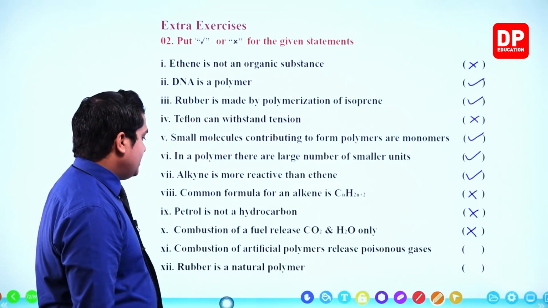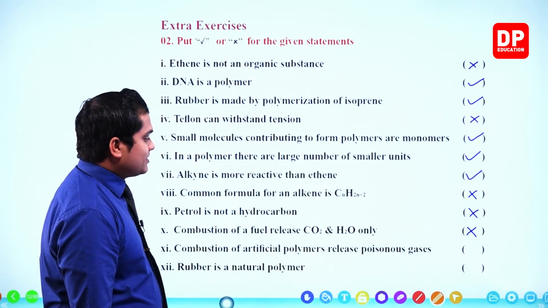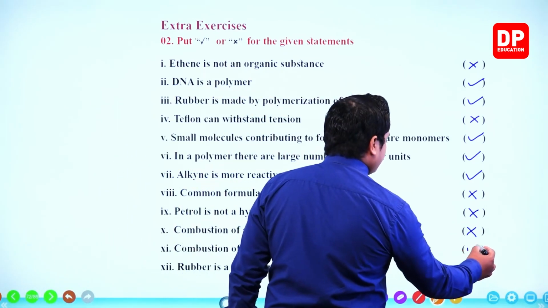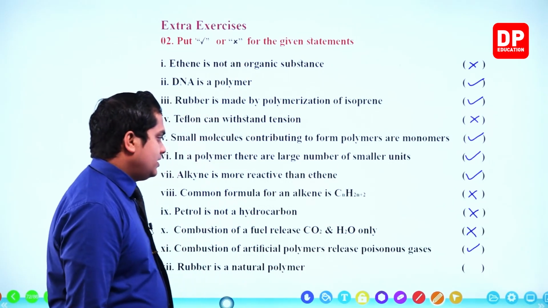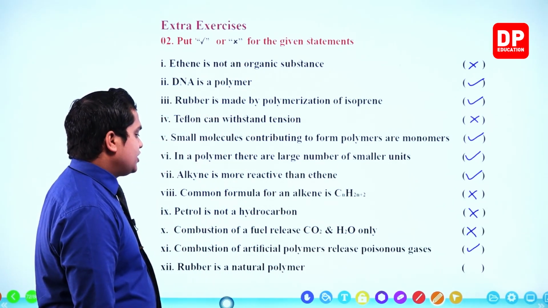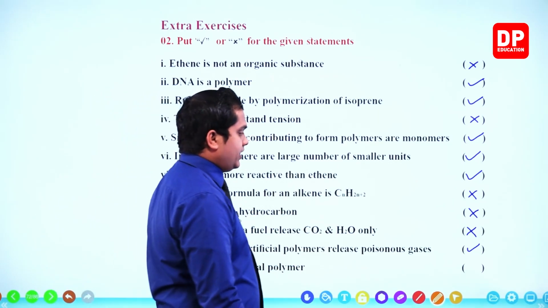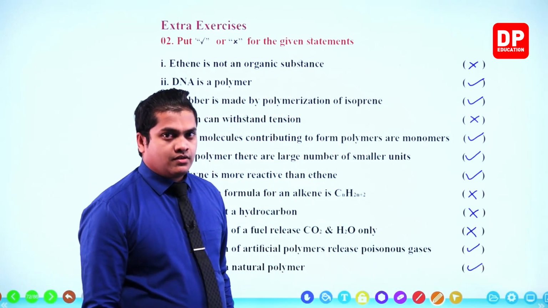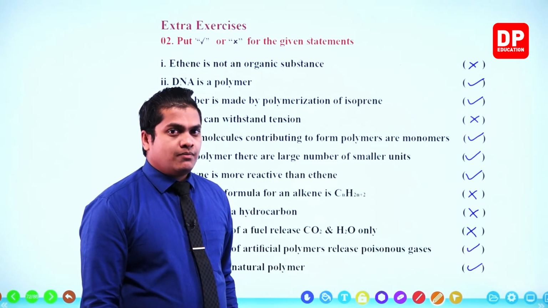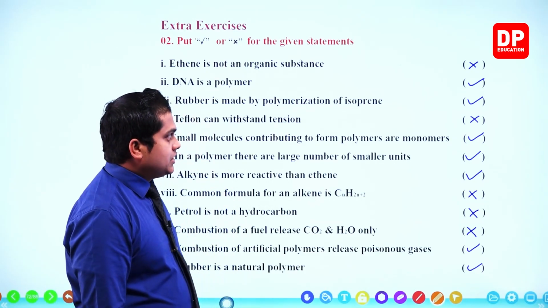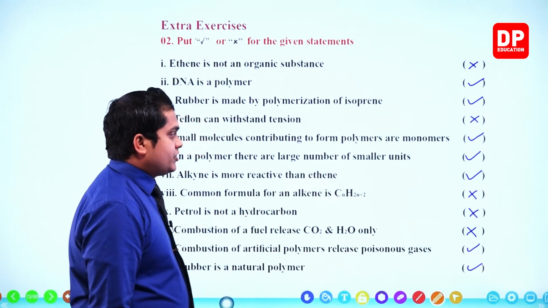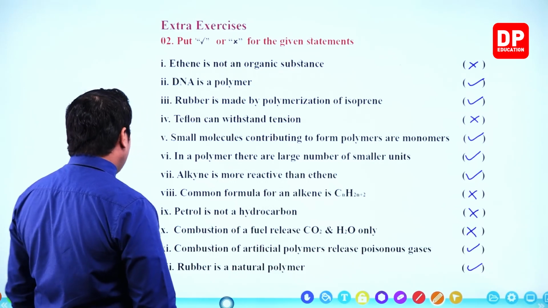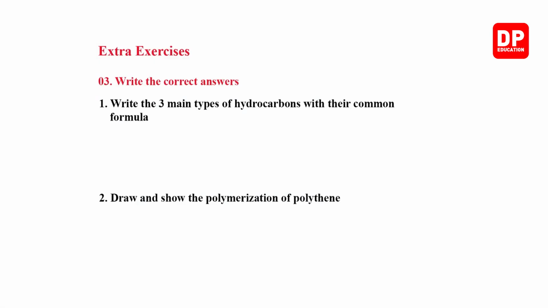Next one. Combustion of artificial polymers releases poisonous gases. Correct. Next one. Rubber is a natural polymer. That is also correct. We know that rubber is a natural polymer. No problem. So these are the answers for the second question, my dear children. Now let's head on to the next type of question.